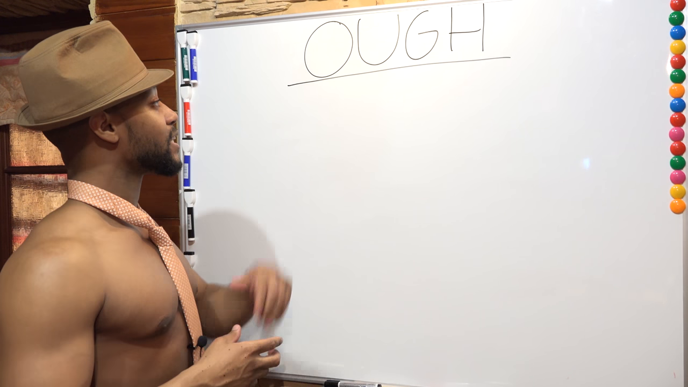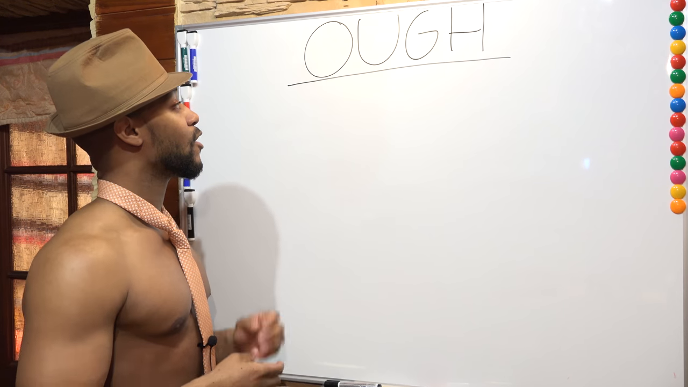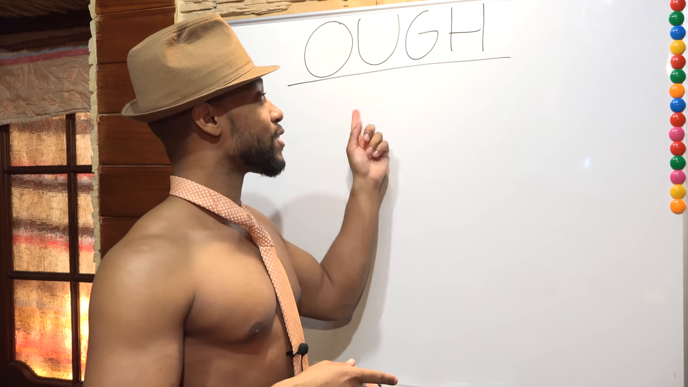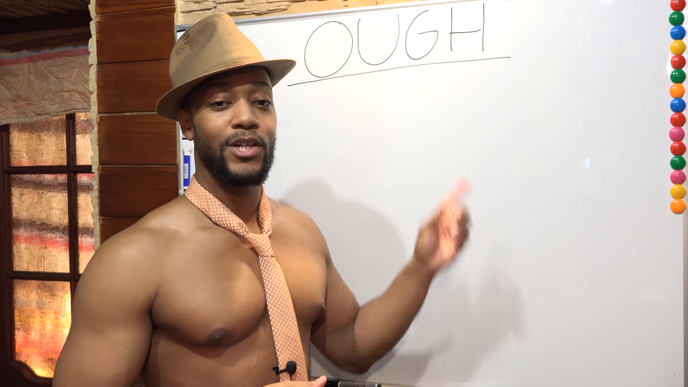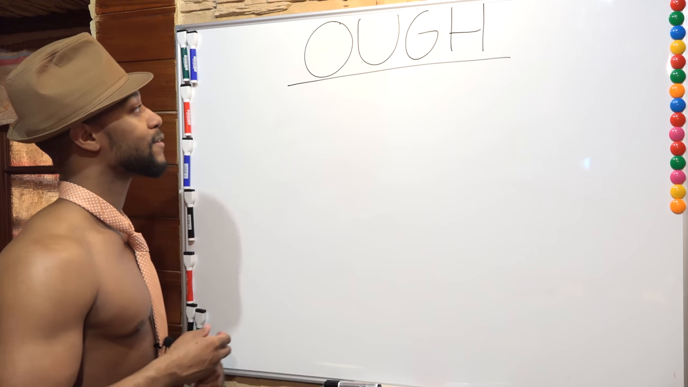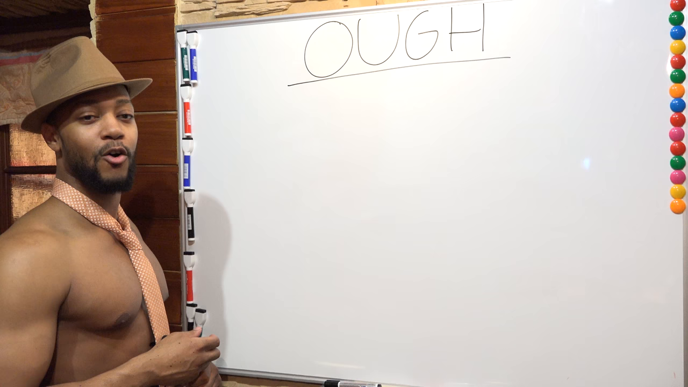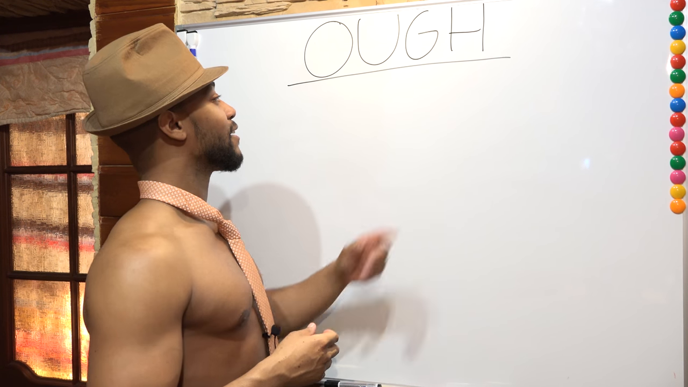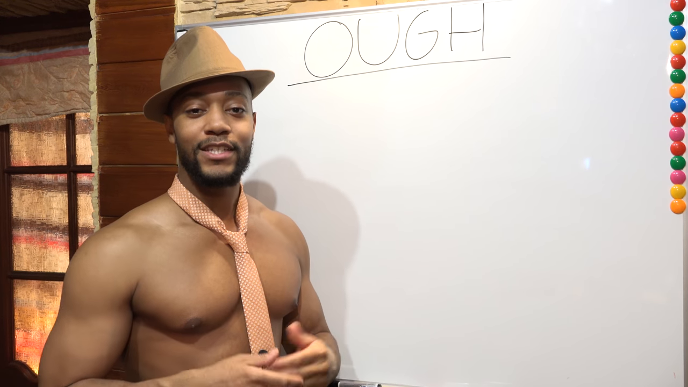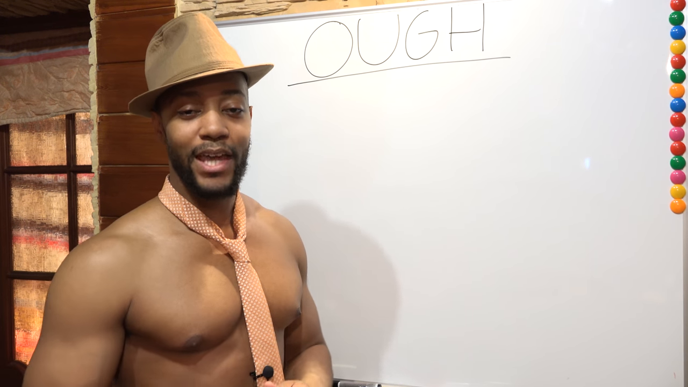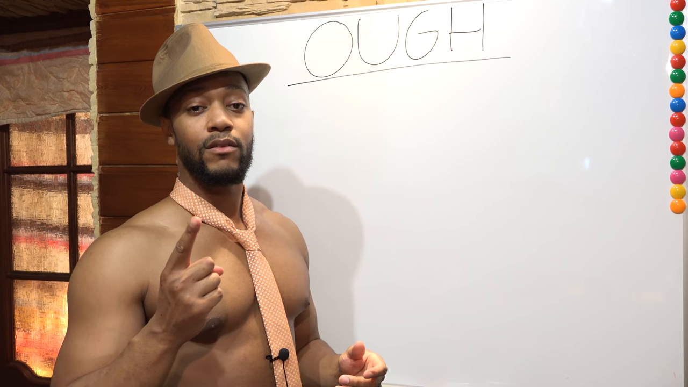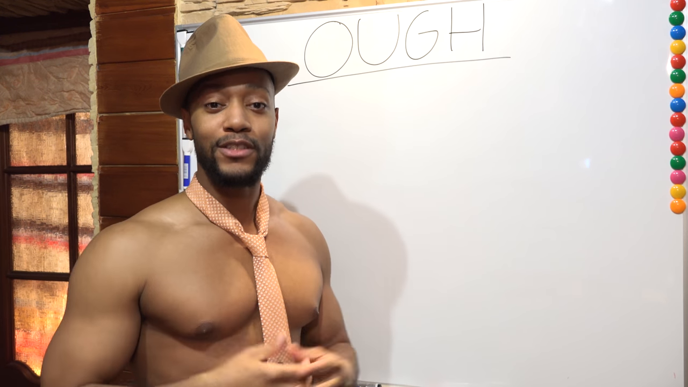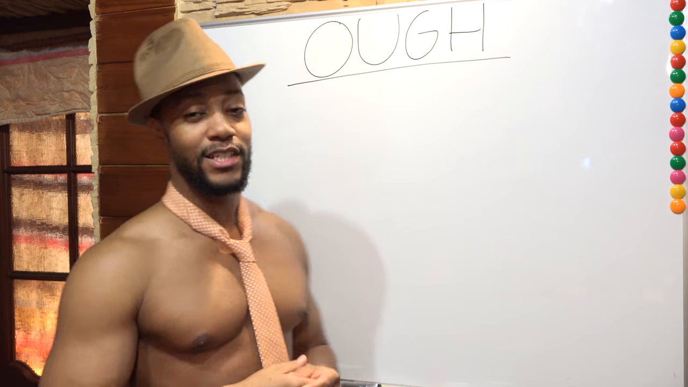Okay? Look at these four letters right here. O-U-G-H. What sound does it make when they come together? Pronounce this right here. Go ahead, pronounce it. Is it O? Is it Auge? Is it Ogi? Is it Ach? What sounds does it make? Maybe one, maybe three, maybe six. Who knows how many different ways there are to pronounce this?